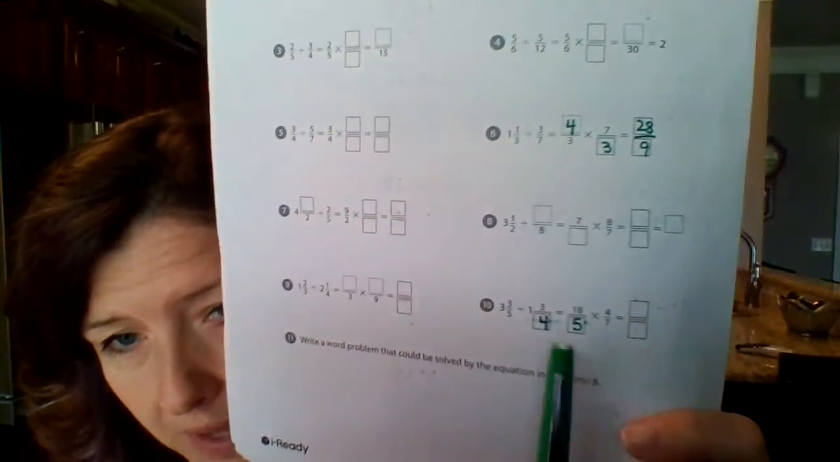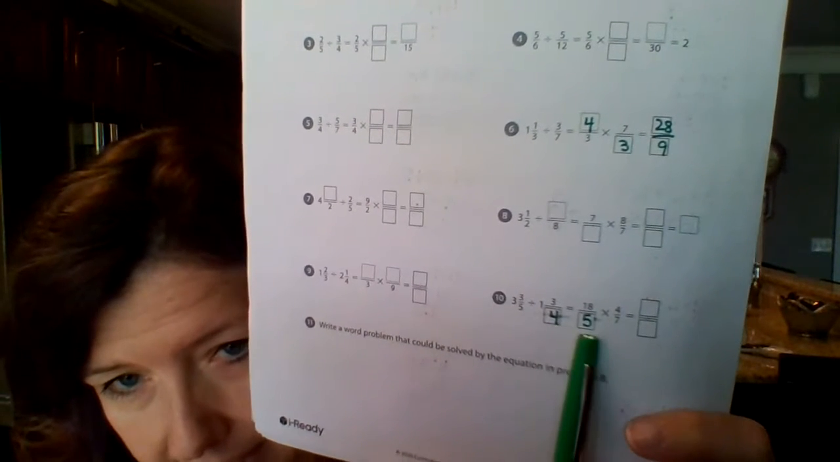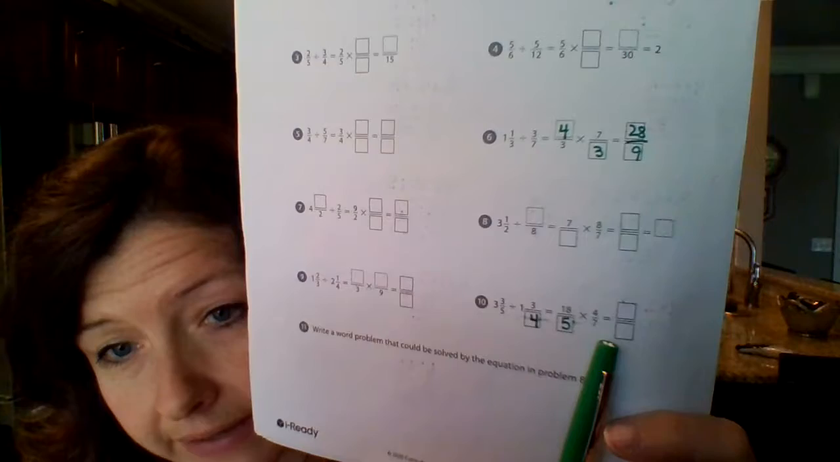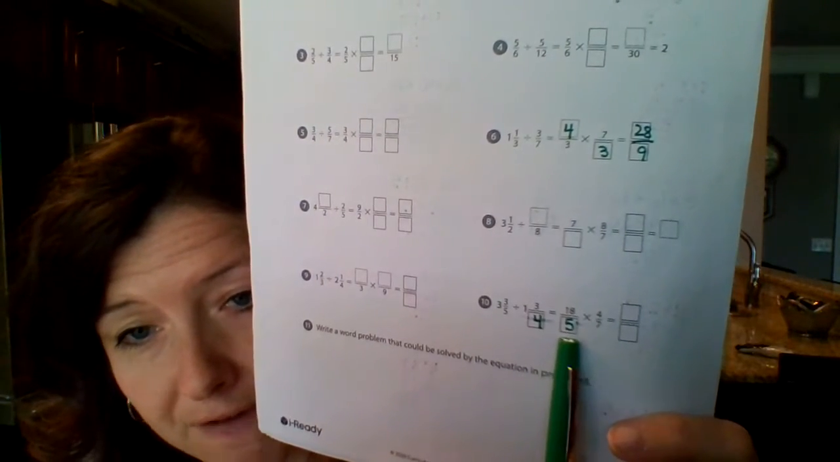Okay, now we're ready to multiply. That is 18 times 4 is 72. 5 times 7 is 35. So it should be 72/35.